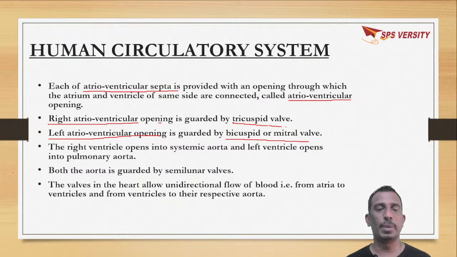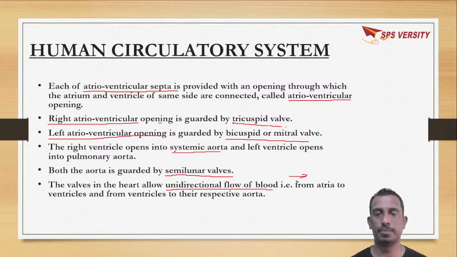The right ventricle opens into the pulmonary aorta, and the left ventricle opens into the systemic aorta. In both of these, the openings are guarded by semilunar valves. So what is the function of these valves? These valves prevent backward flow of blood, that is, they allow unidirectional flow of blood. Once it is pumped, it is forwarded, it doesn't come back.